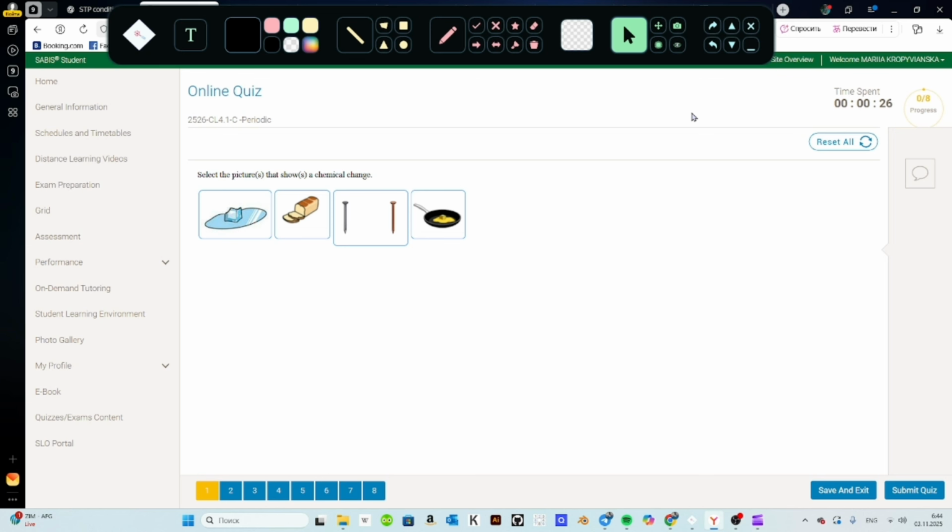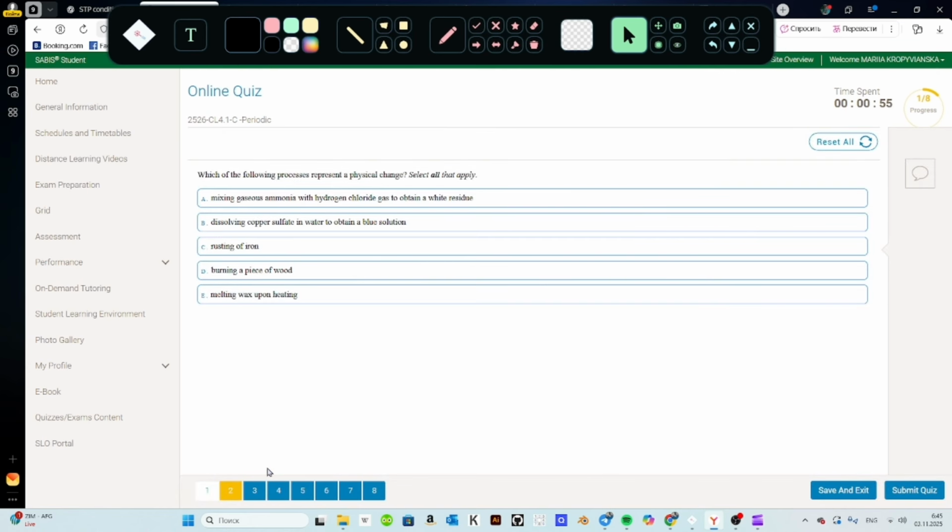Select the pictures that show a chemical change. It's a relatively easy question if you know that a chemical change requires the formation of a new substance. From liquid water, we can go back to ice easily. Same as here, we don't really change the state, we just change the physical appearance. Here, it's a chemical reaction, which is rusting. That's it.